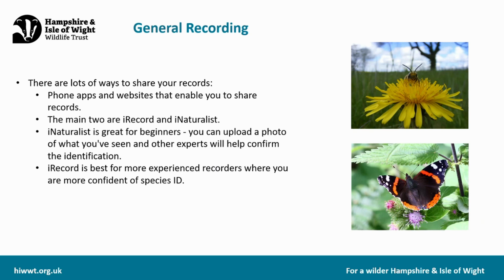So iNaturalist is great for beginners, because you can upload a photo of what you've seen. You don't necessarily need to know what species it is, and other experts will help confirm the identification. But it is fairly reliant on getting a photograph and being able to upload it. In iRecord, you don't have to have a photograph, but it is better for perhaps more experienced recorders, where you're confident of the species ID and put that in when you're adding your record. But it still, we'll come on to it, does have photo recognition as well.